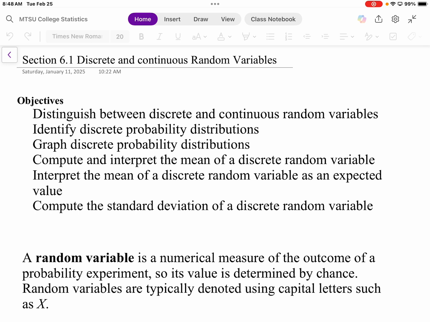We're going to go through practicing identifying if something is discrete or continuous. We're going to graph discrete probability distributions, which means typically we're doing a dot plot or a histogram to graph. We're going to compute and interpret the mean of a discrete random variable. Then we get to talk about the expected value, and then we compute the standard deviations of these things. Some of them I'm going to show you how to do by hand, but a lot of times we're going to use the calculator to our advantage to make things go a little bit quicker.